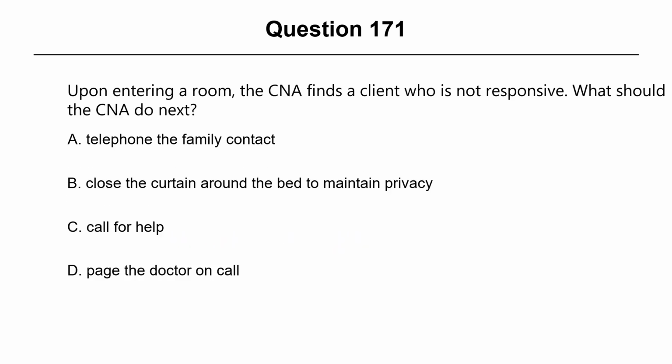Question 171. Upon entering a room, the CNA finds a client who is not responsive. What should the CNA do next? Option A, telephone the family contact. Option B, close the curtain around the bed to maintain privacy. Option C, call for help. Option D, page the doctor on call. The correct answer is option C, call for help. Call for help.